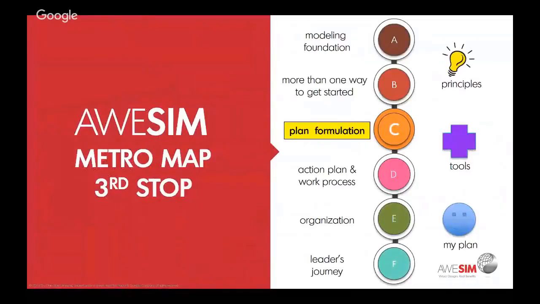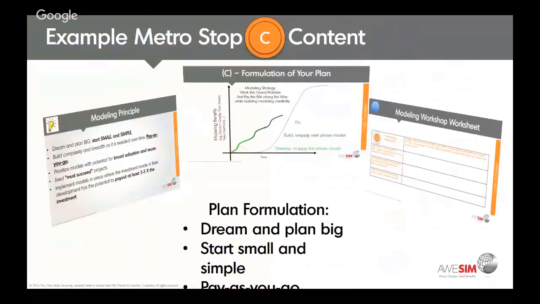The third stop is plan formulation. And this comes back, you've heard me say several times already, don't boil the ocean. Dream and plan big, but start small and simple. So you really want to identify something that's going to have a big payoff, but is not too overwhelming. You want to pay the bills along the way. Don't say, there's going to be a payoff at the end of this whole thing, trust us. Show small steps. Formulate some sort of plan that will have those steps on it.